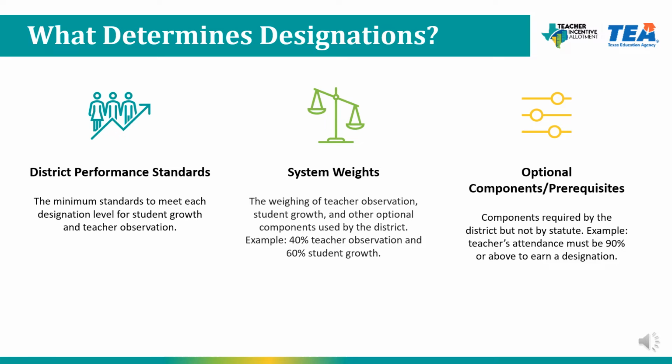There are three main components that go into determining a designation: district performance standards, system weights, and optional components or prerequisites. District performance standards are the specific teacher appraisal scores and student growth scores collected on each individual teacher. System weights are then used to determine the value of each teacher observation and student growth score. Finally, any additional optional components or optional prerequisites that a teacher must obtain to earn a designation.